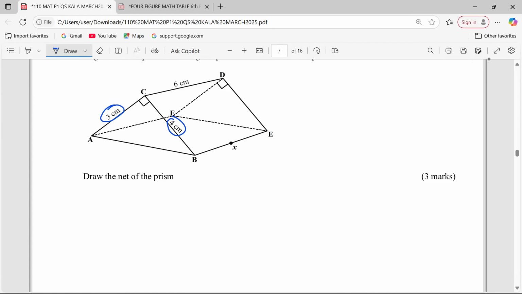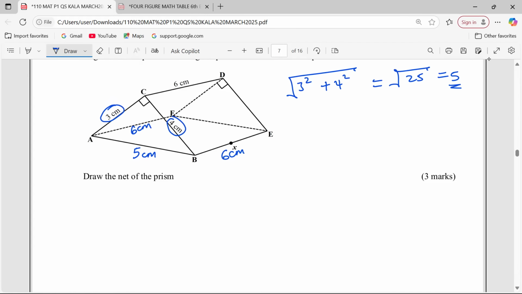So it means the length AB can be found by taking 3 squared plus 4 squared, the square root. So we'll be doing the square root of 9 plus 16, which is 25. So 5 units. So this is 5 centimeters. This is 6 centimeters, 6 centimeters.